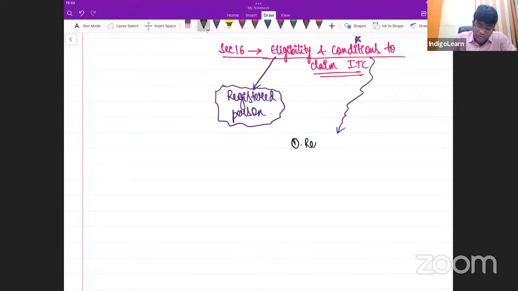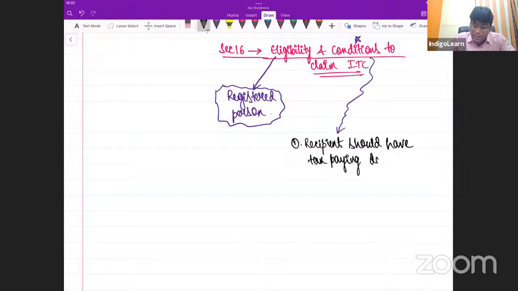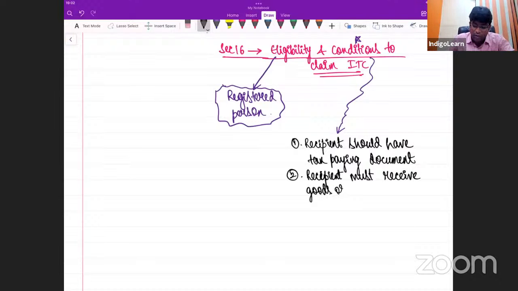Number 1, recipient. Obviously, the receiver only will take credit. The recipient should have a tax-paying document, and generally, the tax-paying document means invoice. So, what is the first one? The recipient should have a tax-paying document. Number 2, the recipient must receive goods or services or both. So what is the first condition, my dear friends? The recipient must have a tax paying document. Number 3, the recipient must receive goods or services or both.